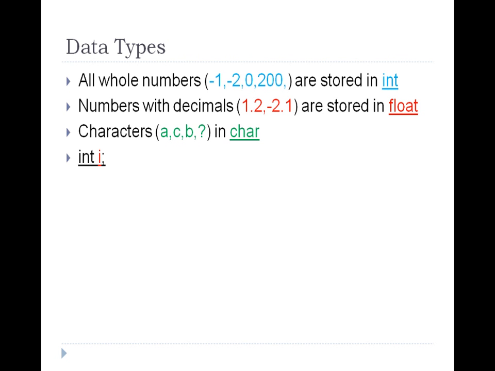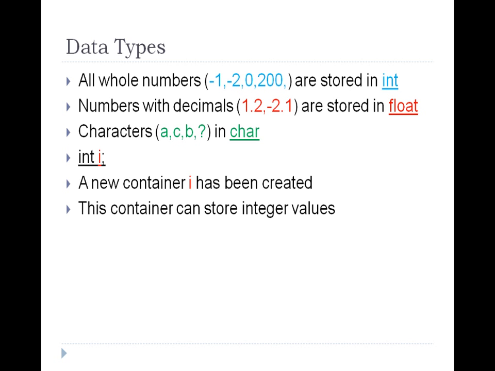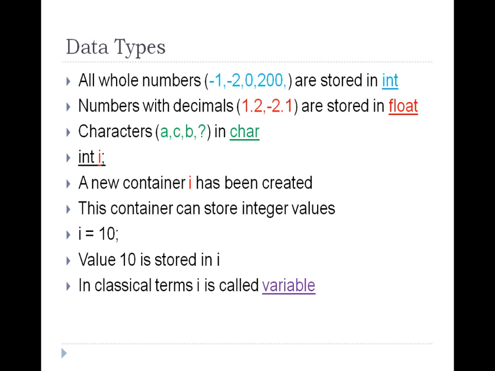This is a typical C statement which says int i. What this means is that a new type of container is created, and of course this container can store integer values. i is a container. It's like a type of box in which some values can be stored, and this box is going to contain only the integer type of values. Like i is equal to 10. 10 is an integer. This is a valid statement, and this will result in the value 10 getting stored in the i, which is the box that we have created for storing values.